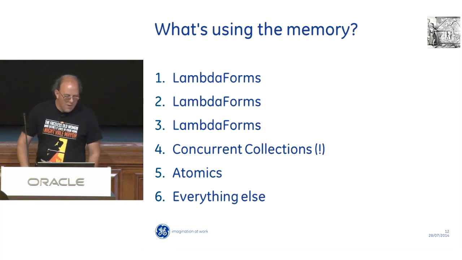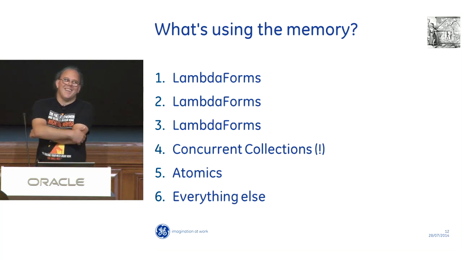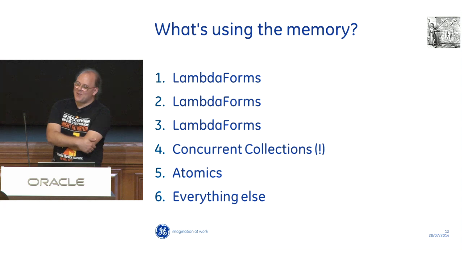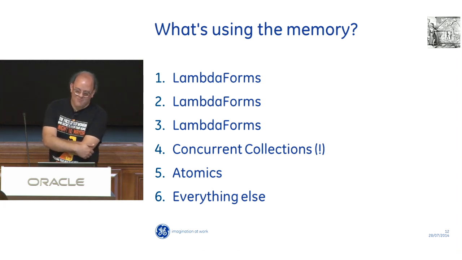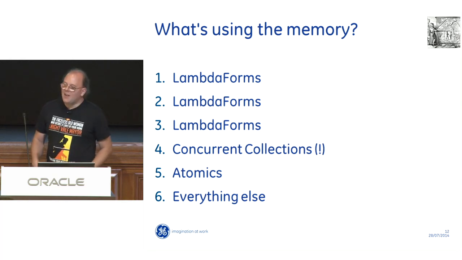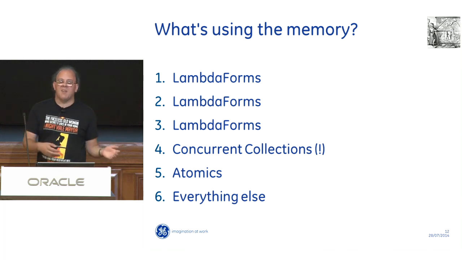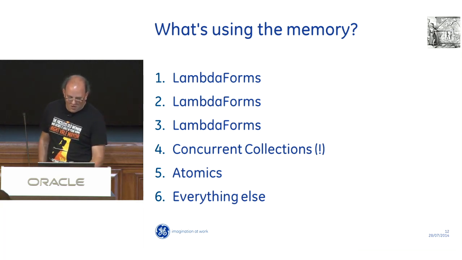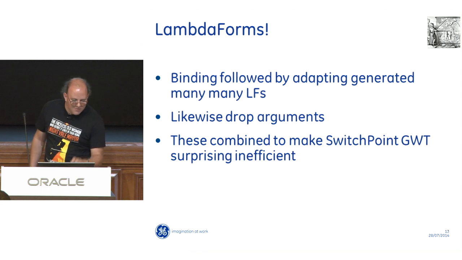So what was using all that memory? Lambda forms, more Lambda forms, and more Lambda forms. Concurrent collections, using an awful lot of memory for various things. I'll talk about that in a minute. Atomics that we have to use in various places, using a bunch of memory. And then we get down to everything else. And everything else is comparatively small, so got dealt with a little later.